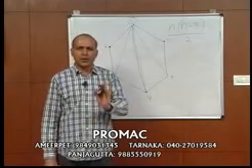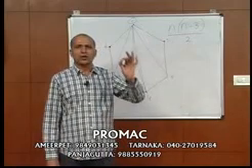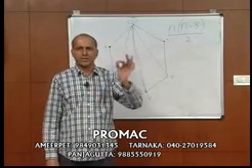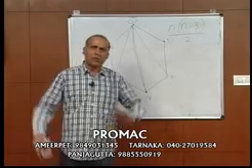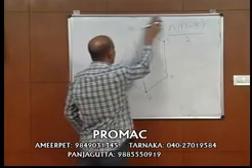Three, you are asked the sum of interior angles of a polygon, which is 2n minus 4 multiplied with 90 degrees. Sum of exterior angles is 360. So friends, I hope you understood.